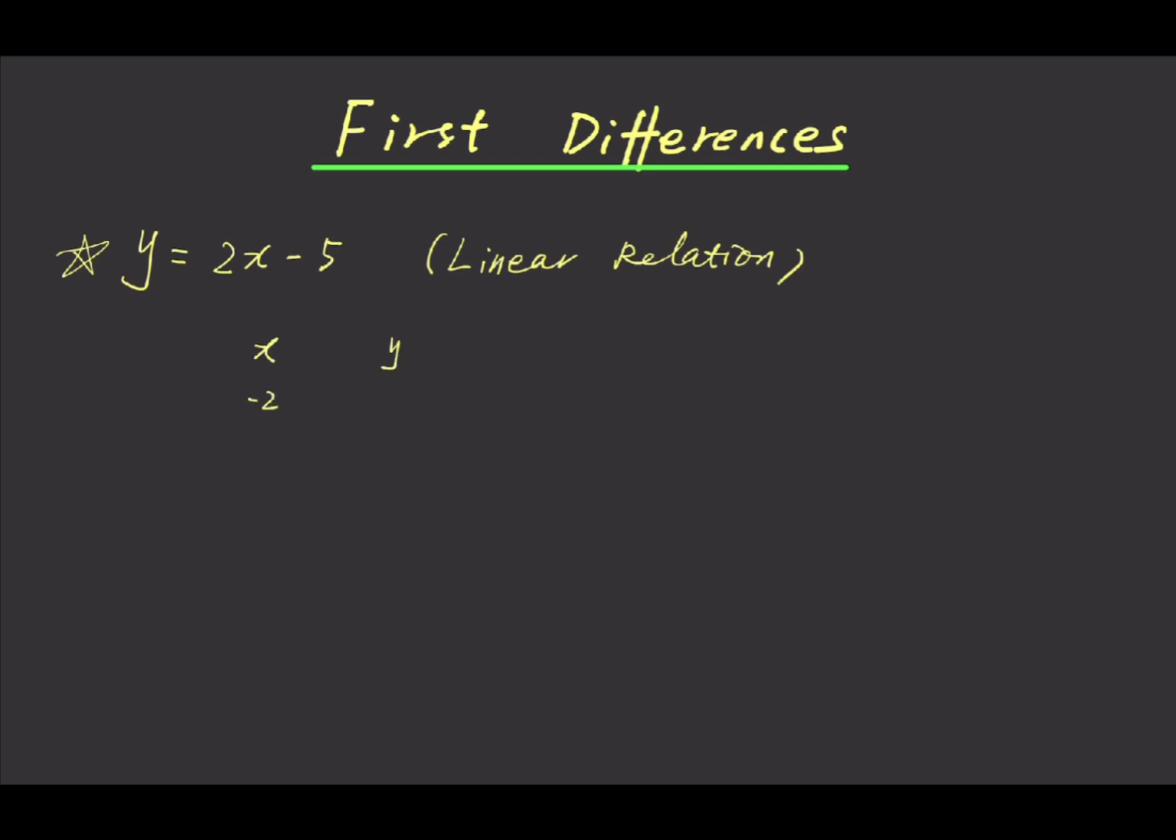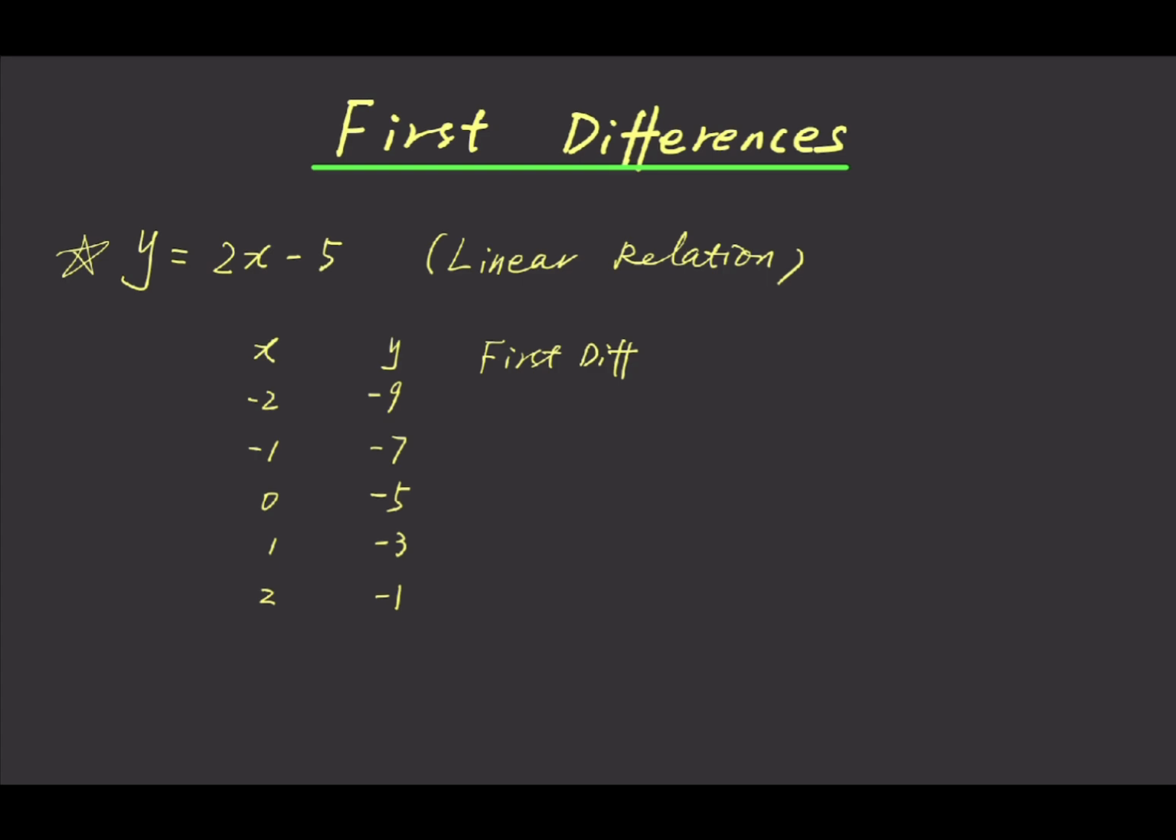Okay, now if we assume x1 equals -2, y should be -9. x equals -1, y should be -7. x equals 0, y should be -5. x equals 1, y equals -3. x is 2, y equals -1. Here we can figure out the first difference.